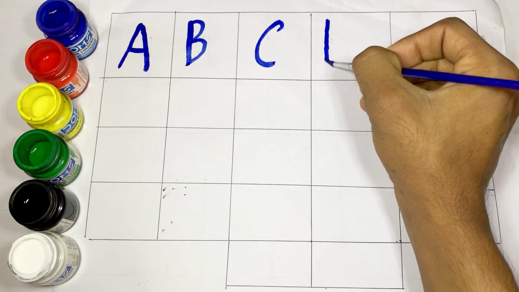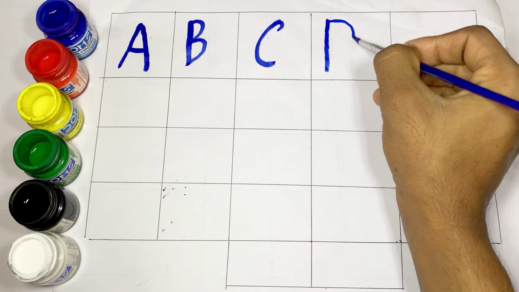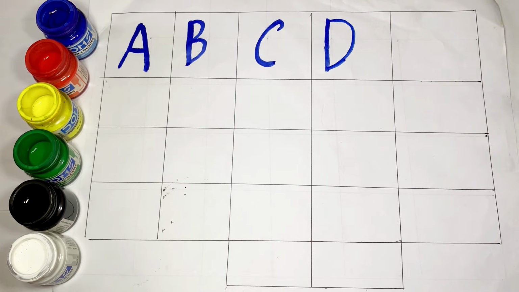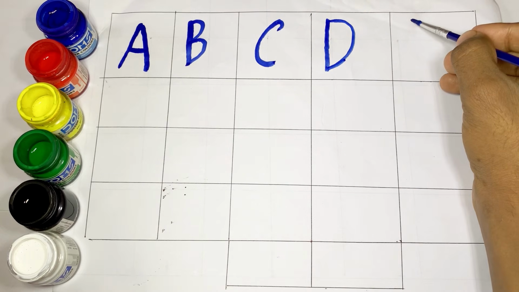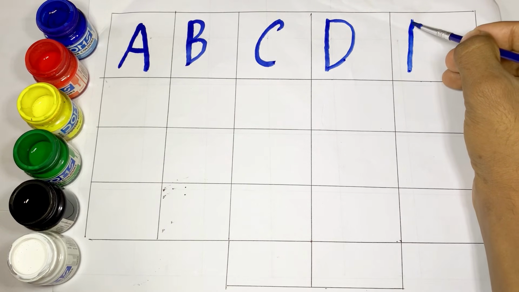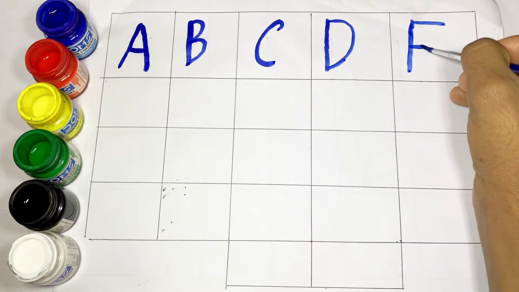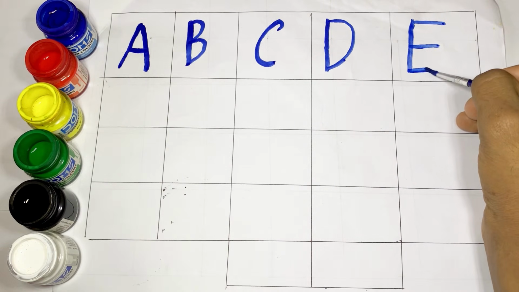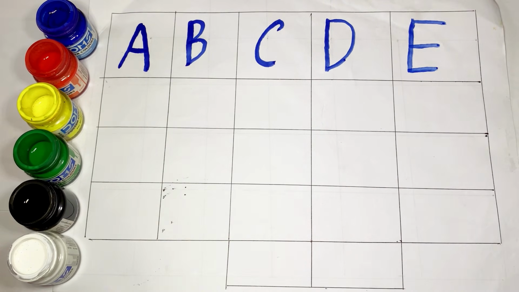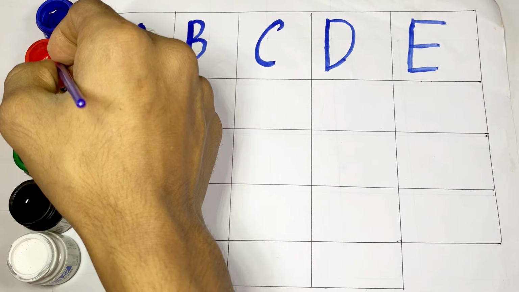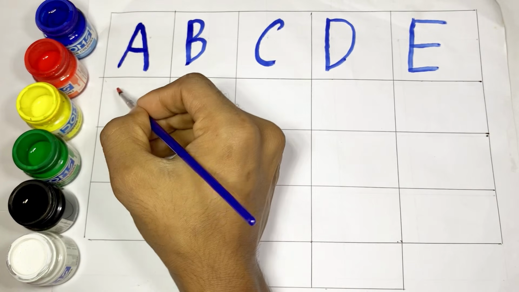D for dog, D for doll. E for egg, E for elephant. Now F for fish, F for fan. The alphabet F, and use red color.